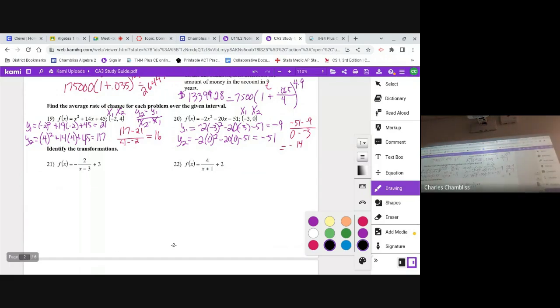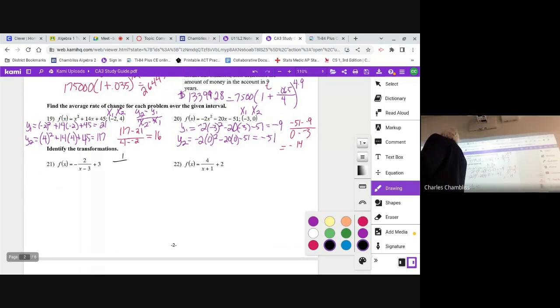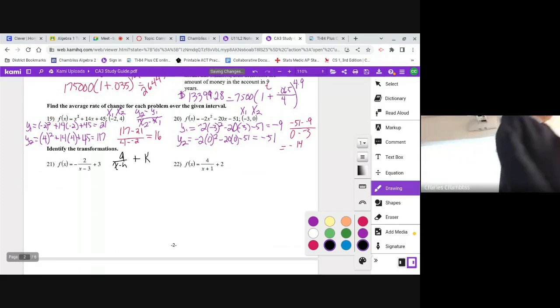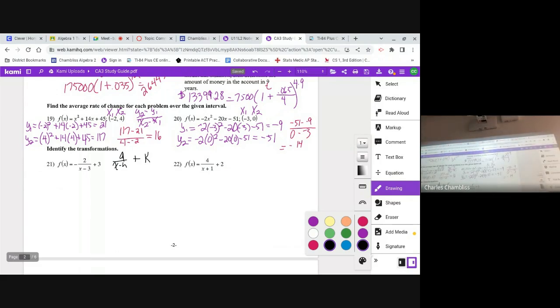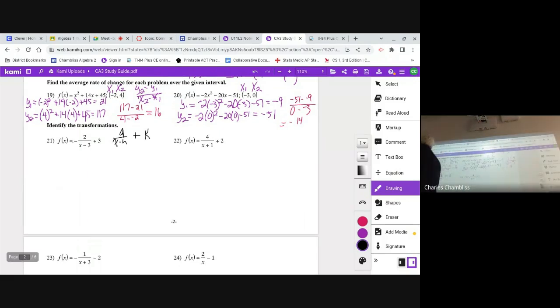21 and 22 and 23 and 24 are identify the transformations. Your standard rational function is 1 over x minus h plus k, or a over x minus h plus k, where a is the dilation. It's either a stretch or a shrink. And if a is negative, then you've got a reflection. So all of the things going on here, that negative reflects over the x-axis.